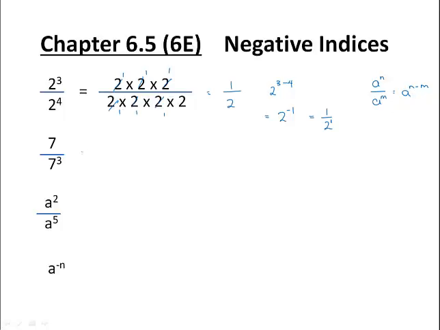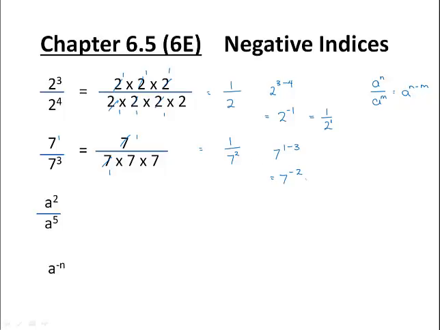Let's look at this next problem. 7 divided by 7 cubed. In expanded form, it would look like this. And if we simplify by cancelling, we find that we end up with 1 over 7 squared. If we use our index law to simplify the problem, it would be like 7 to the power 1 divided by 7 to the power 3, or 7 to the power 1 take 3, which would be the same as 7 to the minus 2.